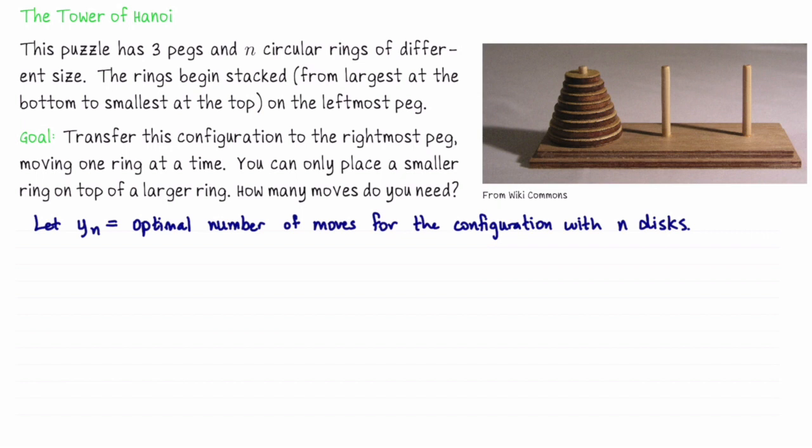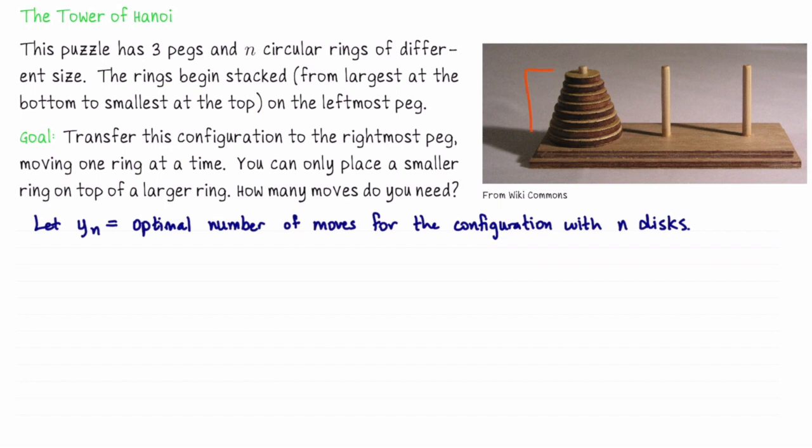Given that, let's figure out what y sub n plus 1 will be, and it's going to be in terms of y sub n. I can't tell you what y sub 30 is off the top of my head, but I can tell you what y sub 31 would have to be relative to y sub 30. Okay, so here's the principle. If I could move this stack to the third peg, I could move it to the second peg instead, using the same moves, just switching the role of the second and third pegs.